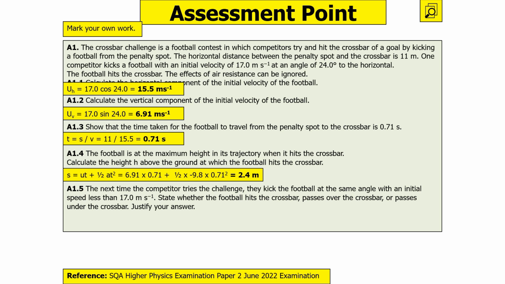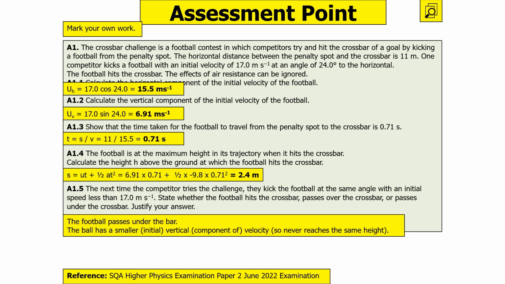A is minus 9.81 because it's going upwards against gravity, so we get our answer to be 2.4 meters. Now in the next one, it'll pass under the bar because the ball has a smaller vertical component of the velocity, so therefore when you look at the equation, it won't reach the same height because its velocity will be lower.